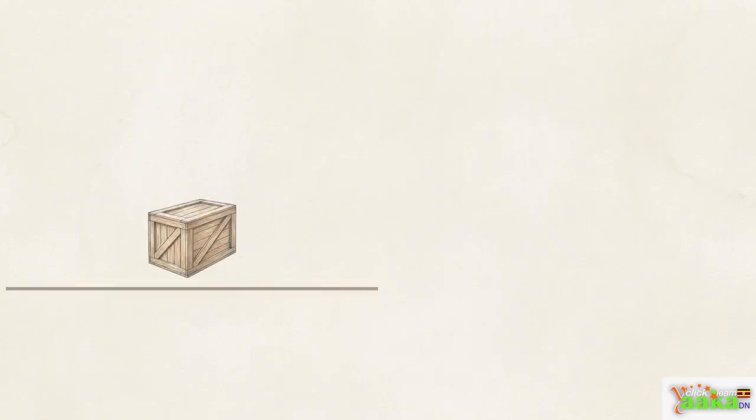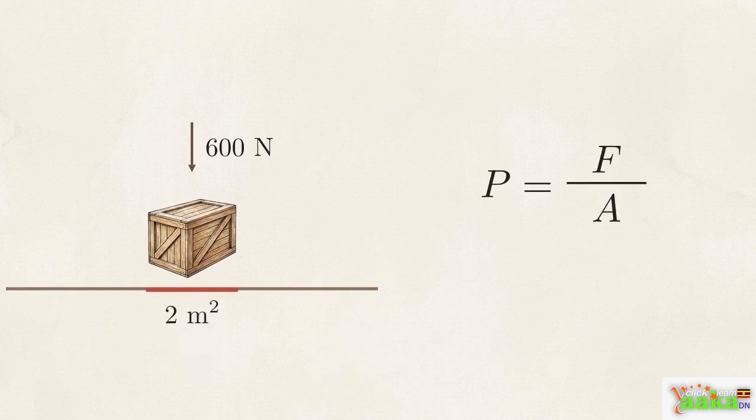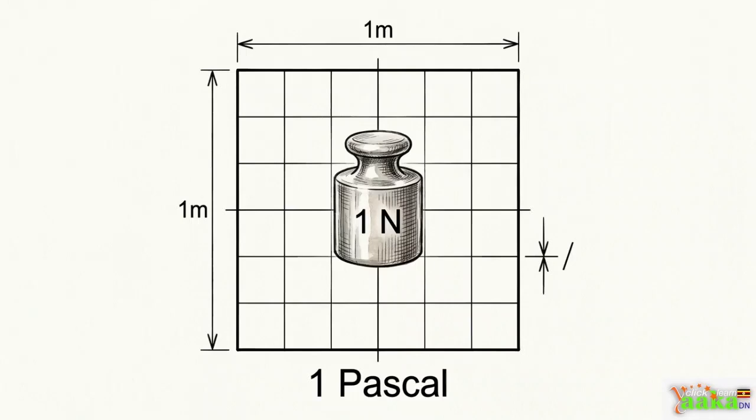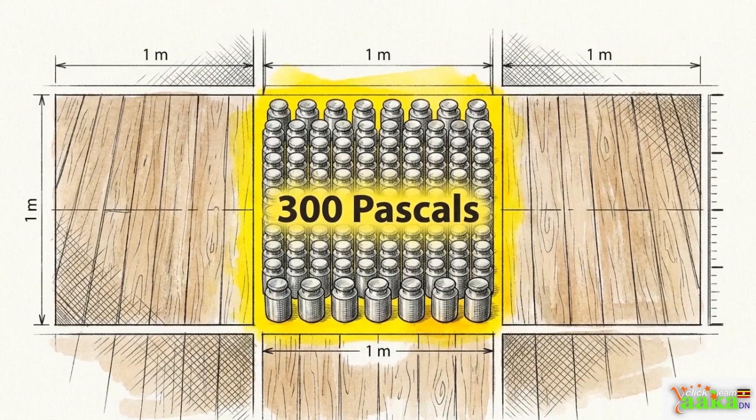Consider this wooden box resting on a floor. It has a downward weight of 600 newtons, covering a 2 square meter base area. Using the formula P equals F over A, we divide the 600 newtons by 2 square meters. The result is 300 pascals. To visualize this scale, remember that 1 pascal represents 1 newton of force spread across 1 square meter. This box applies 300 of those units to every square meter of floor it touches.